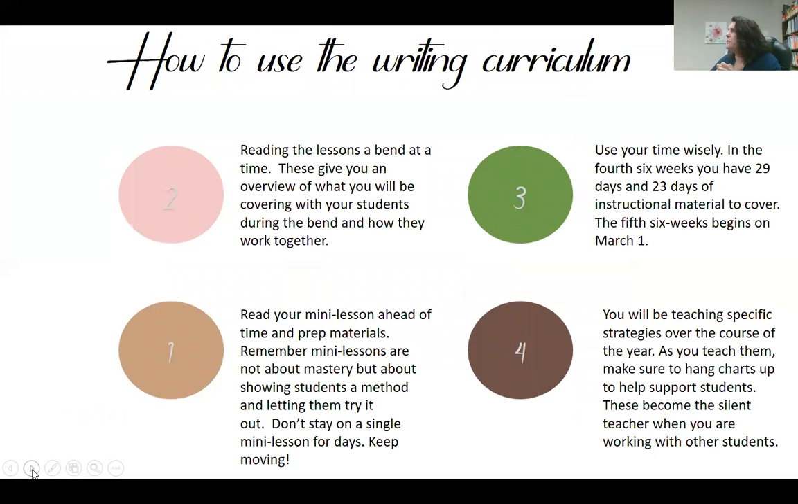So how are we going to use our writing curriculum? Just as a reminder, we're going to read our mini lessons ahead of time and prepare materials. Remember, mini lessons are not about mastery, but about showing students a method and letting them try it out. Don't stay on a single mini lesson for days, just keep moving. As you look through the unit, you're going to see lots of things that they're going to be taught, but again, they review those things over and over again. The cycle continues to support that.